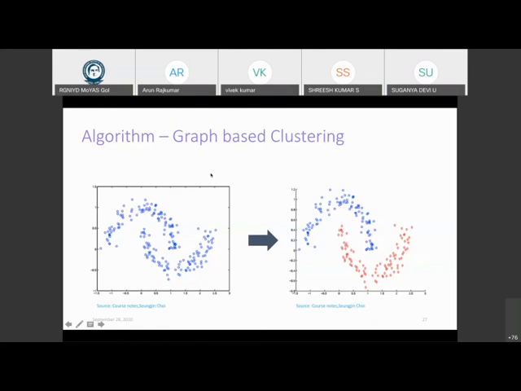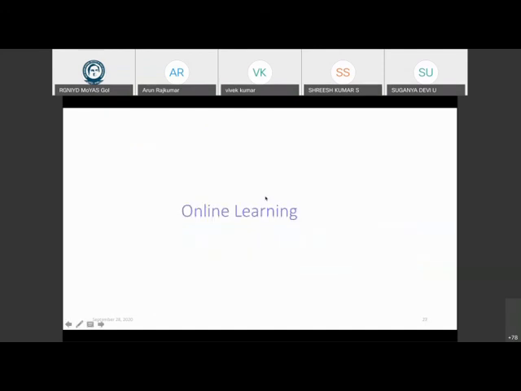Okay, so in the next, let's say 20-25 minutes, what I want to do is also introduce you to another fascinating area of machine learning, slightly advanced, but very intuitive and interesting. It's what is called online learning.